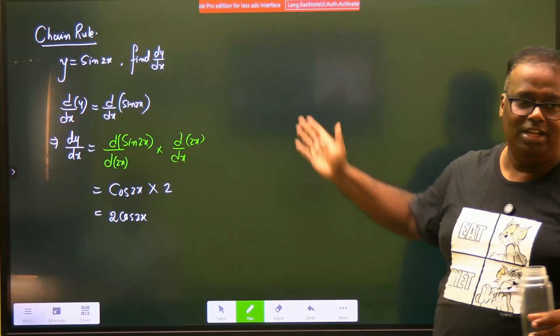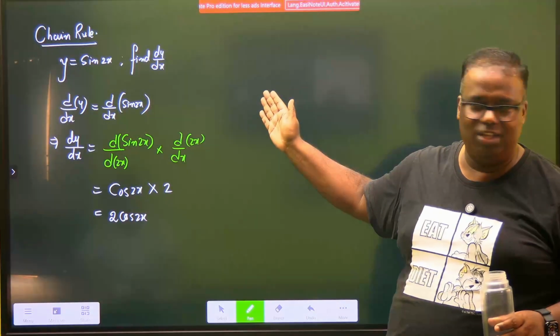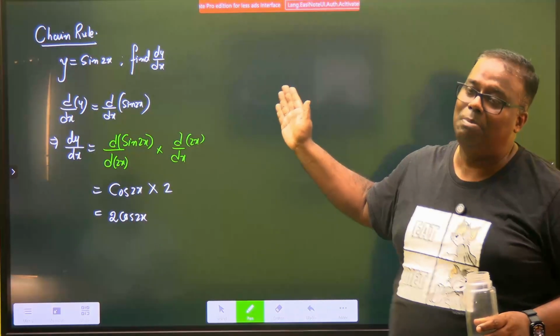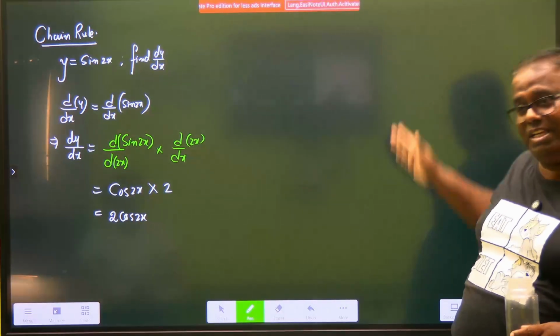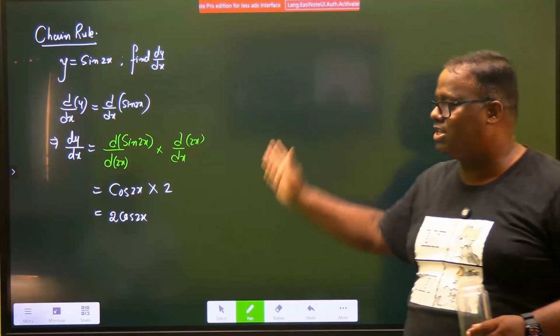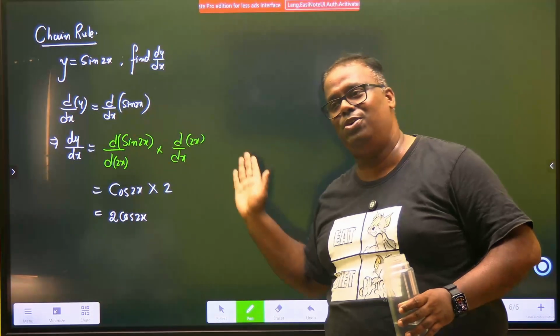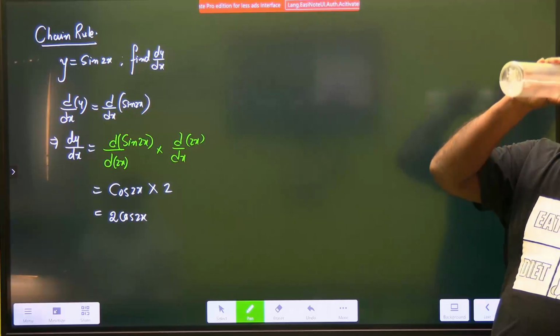See? d/dx of sine dog, d dog of sine dog, into d dog by d cat, into d cat by d horse, by dx. Finally, one dx will come. So cat cancels, horse cancels, dog cancels. Ultimately, you are doing this. This is the chain rule. It will get clear. Let's do 2-3 more problems.